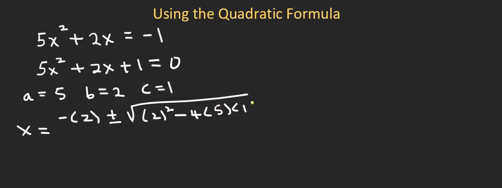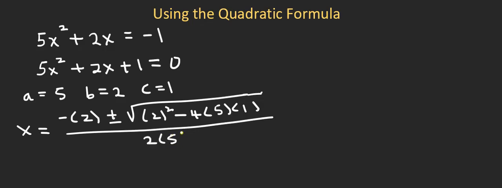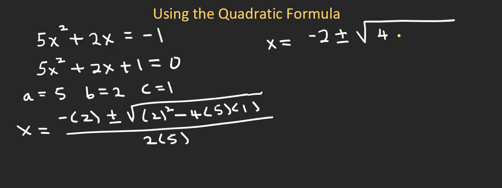Minus 4ac, all over 2a. So what do we get? We get x equals negative 2 plus or minus the square root of 4 minus 20, all over 10. Be careful again.